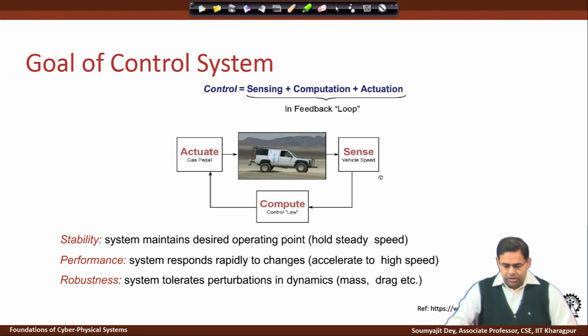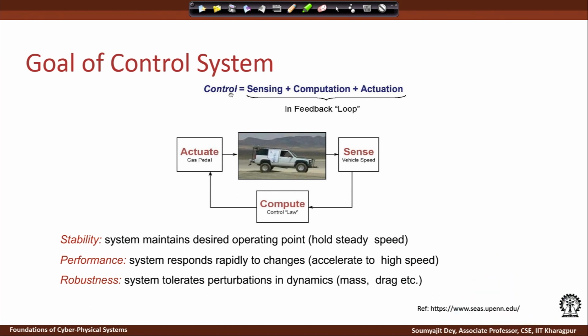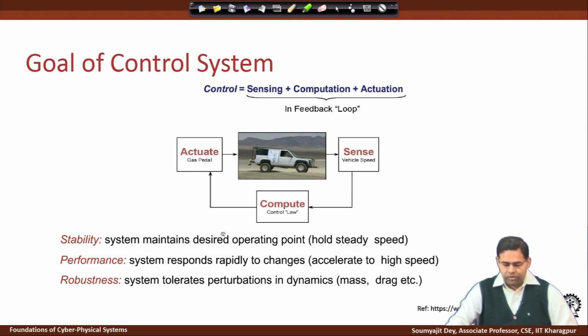So, for example, if we come to this vehicular system, you have this control loop, like a classic control loop where you have sensing, then computation and actuation happening in the feedback loop, and this feedback loop is designed around the plant, which is the vehicle. The actuator will actuate the gas pedal's angle, and then the gas pedal's angle will decide the amount of fuel to be injected into the engine, and that will control the engine's subsystems.